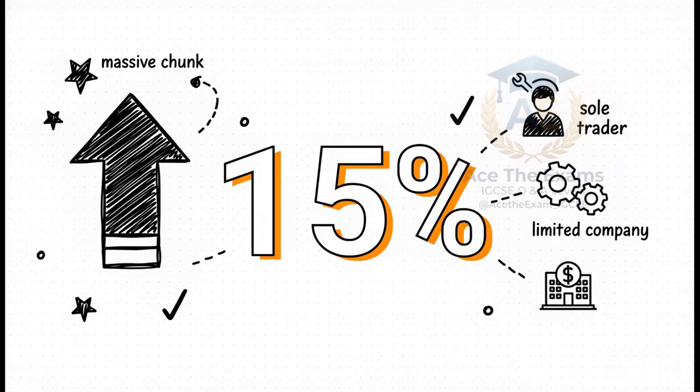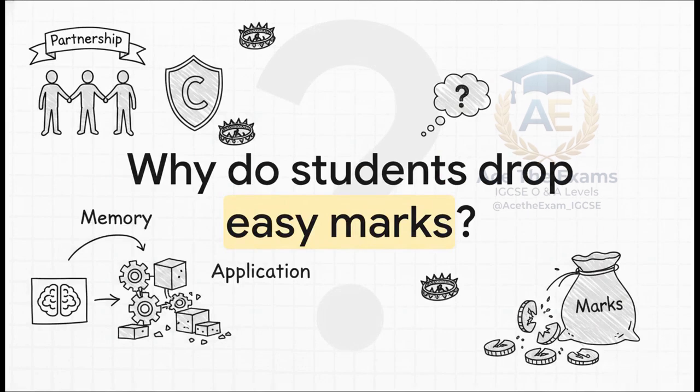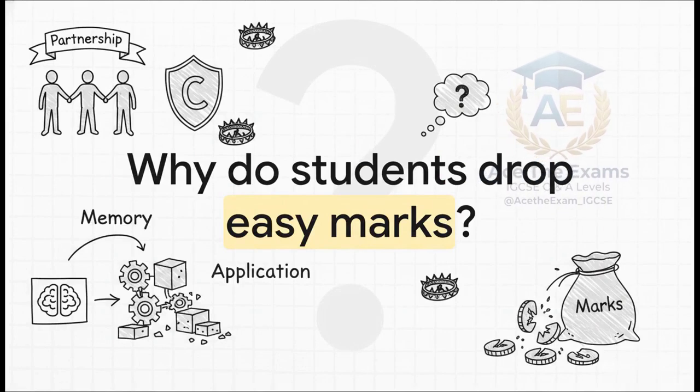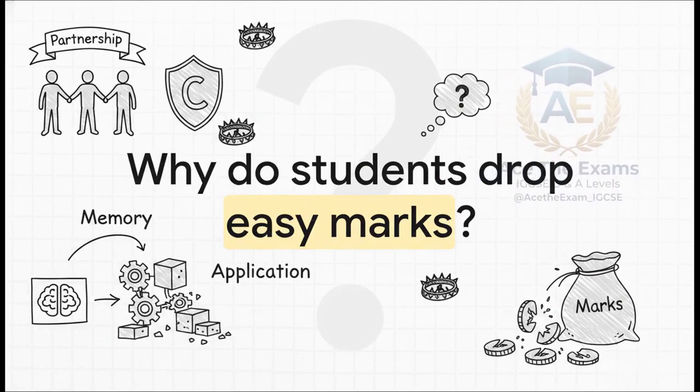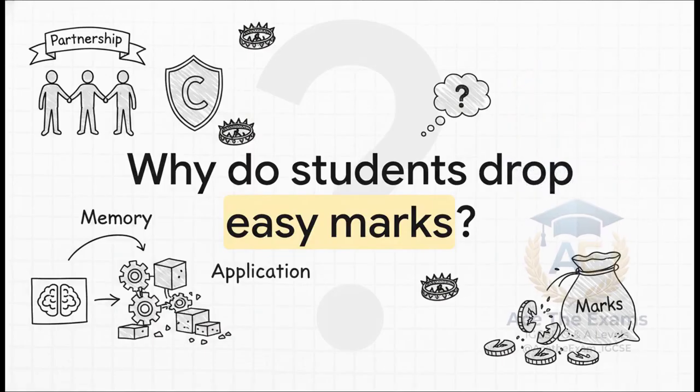Think about what 15% means in the grand scheme of things. That is the difference between an average grade and an A star. It's a massive chunk of your grade just waiting to be claimed. And yet, year after year, I see candidates completely fumble it. So that brings us to the million-dollar question. Why do students consistently drop these easy marks? It's incredibly frustrating for examiners to see, honestly.